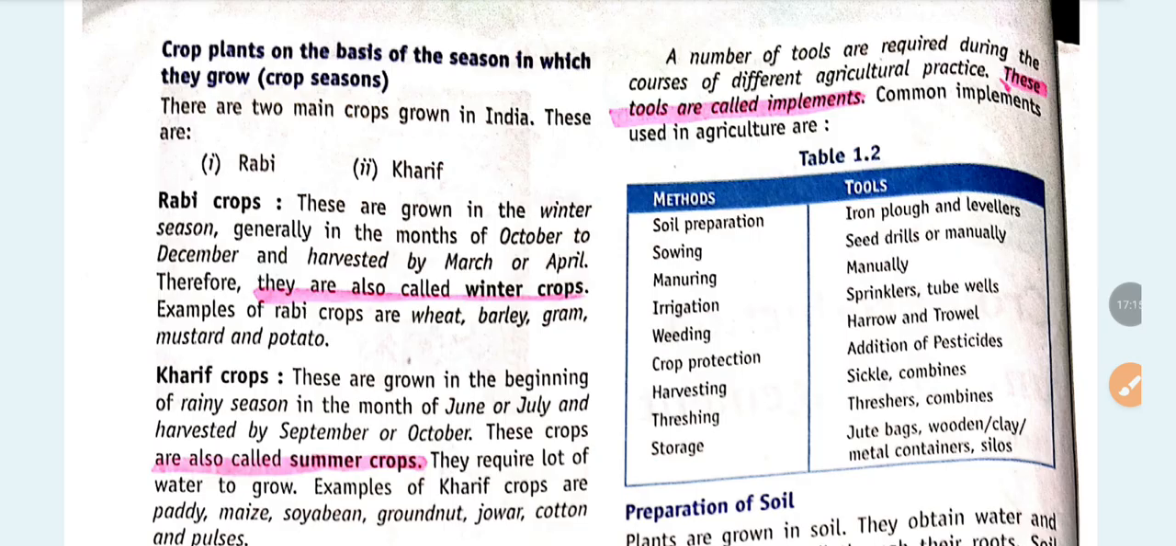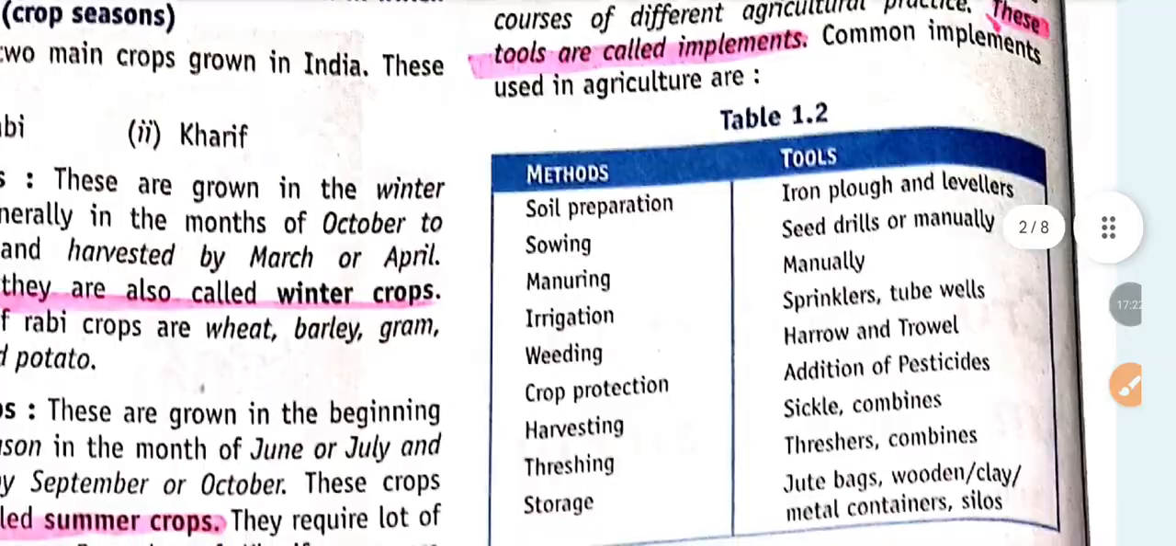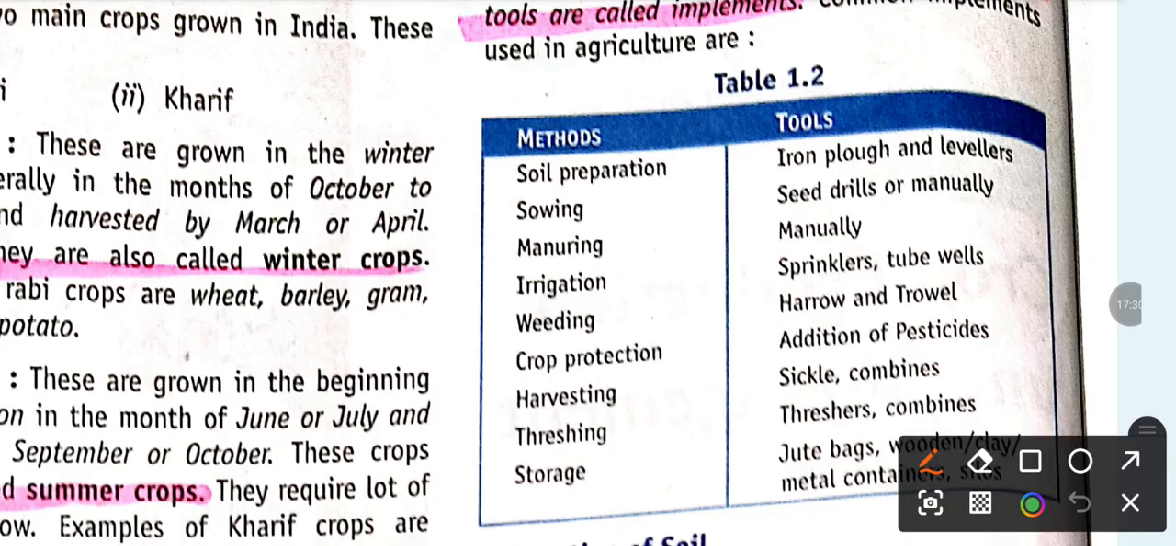As we all know, many tools are required during the course of agriculture practices. These tools are called implements, and hence they are known as agricultural implements. There are some methods of agriculture and the tools that are used to do that. For soil preparation, the basic steps are plowing and leveling, so iron plows and levelers. For sowing, seed drills or manually, you can sow the seeds by hand, and there is a seed drilling machine as well which sows your seed properly.